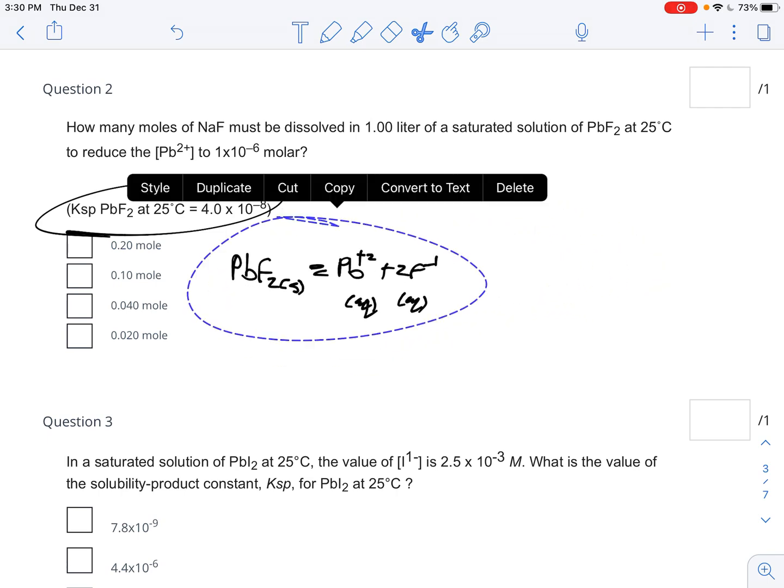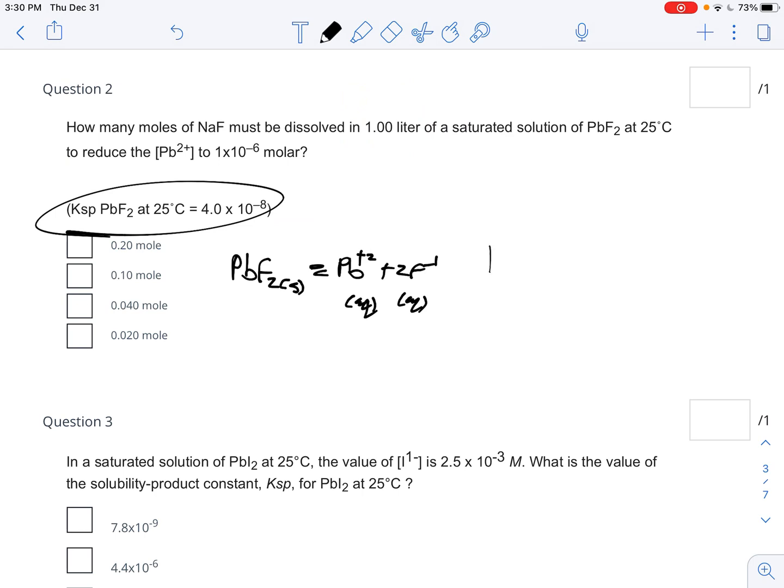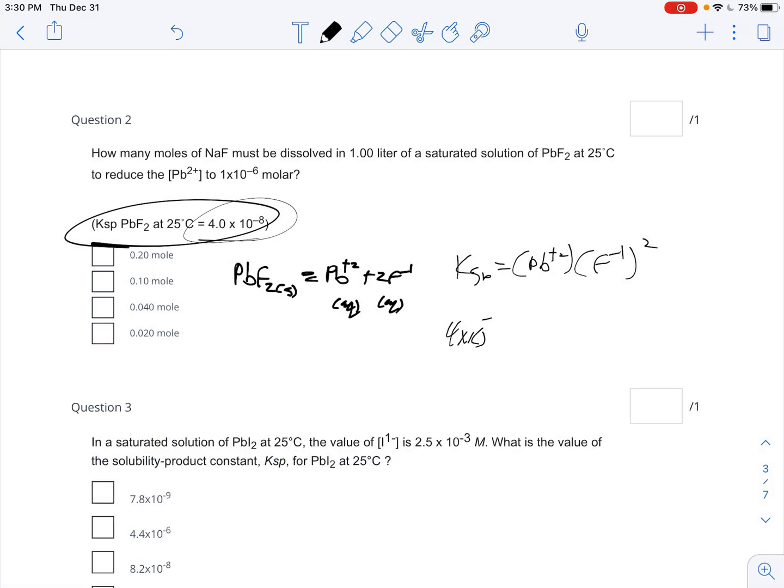And then your KSP for this is going to be equal to the lead ion times the fluoride ion squared. And I told you what it was. I told you that it was 4 times 10 to the negative 8th. So this is 4 times 10 to the negative 8th. And it wants to know what this number here is.